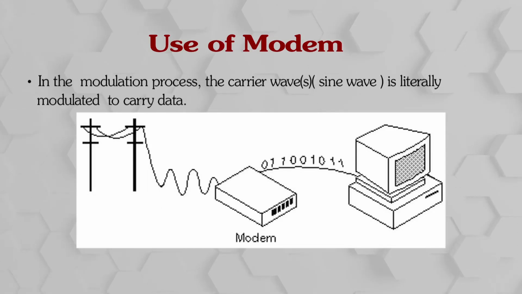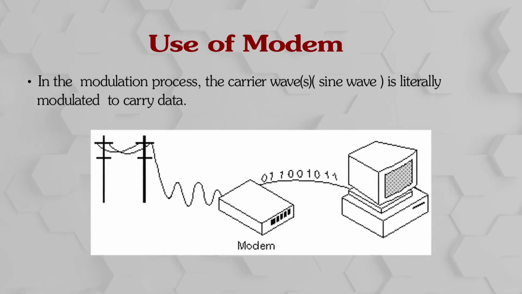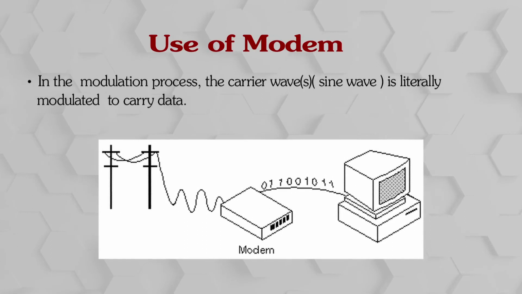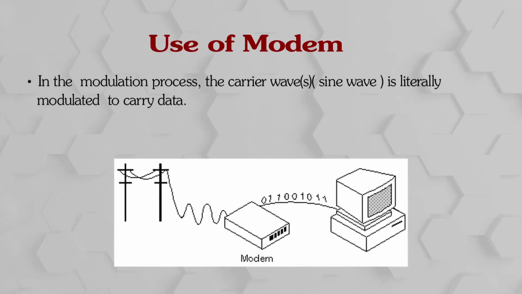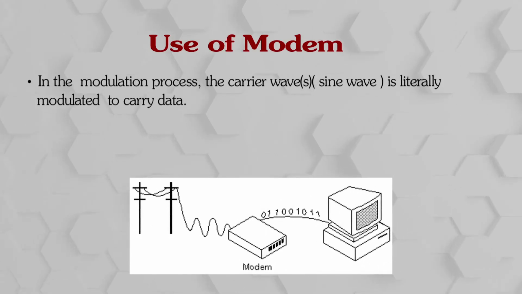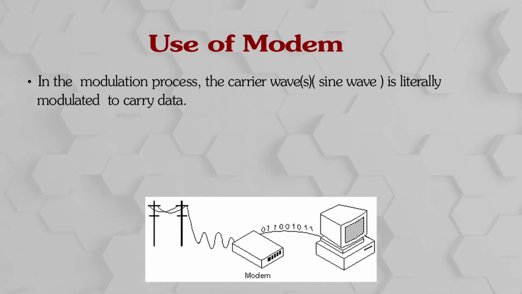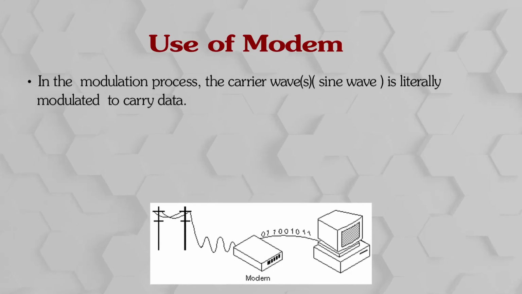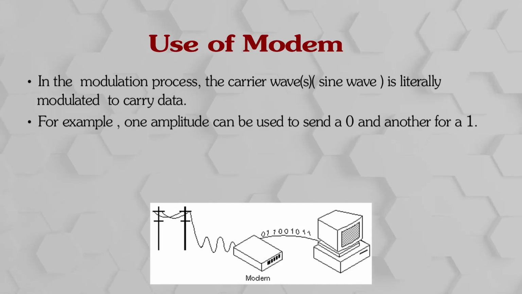Now, in the modulation process, the carrier wave, that is called a sine wave, is modulated to carry data. So the data which is carried is modulated so that it can move a little higher, to a long distance. Just a little technical word, for example, amplitude. I'm just trying to explain what modulation is. At the bottom side of computer networks or data communication we discuss, for example, one amplitude can be used to send 0.